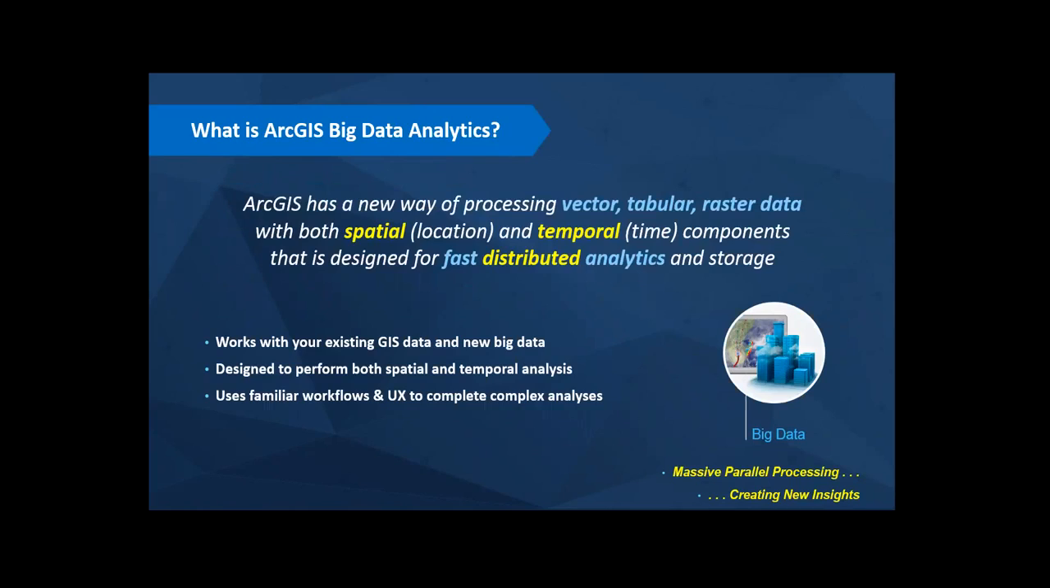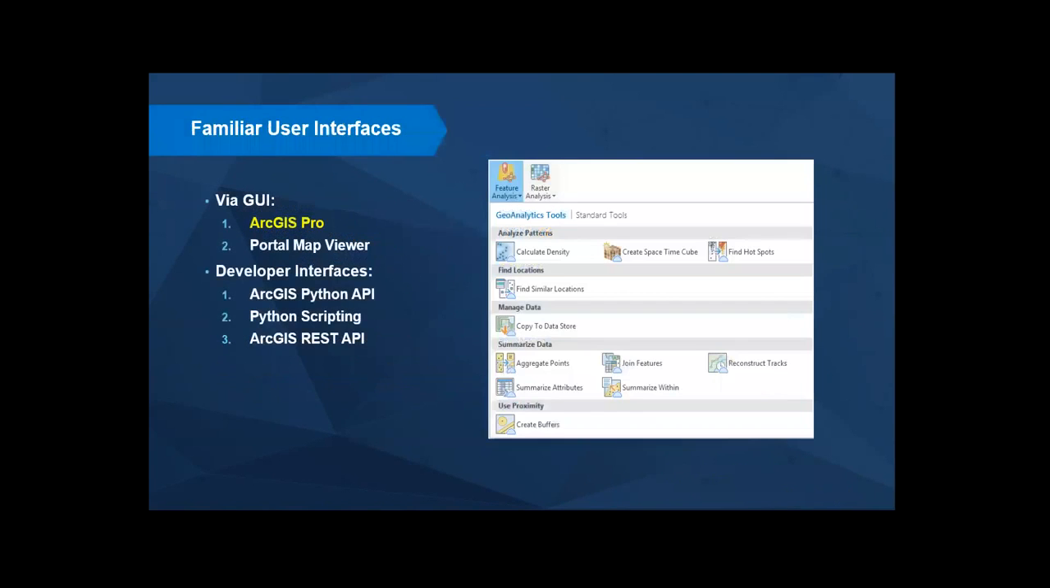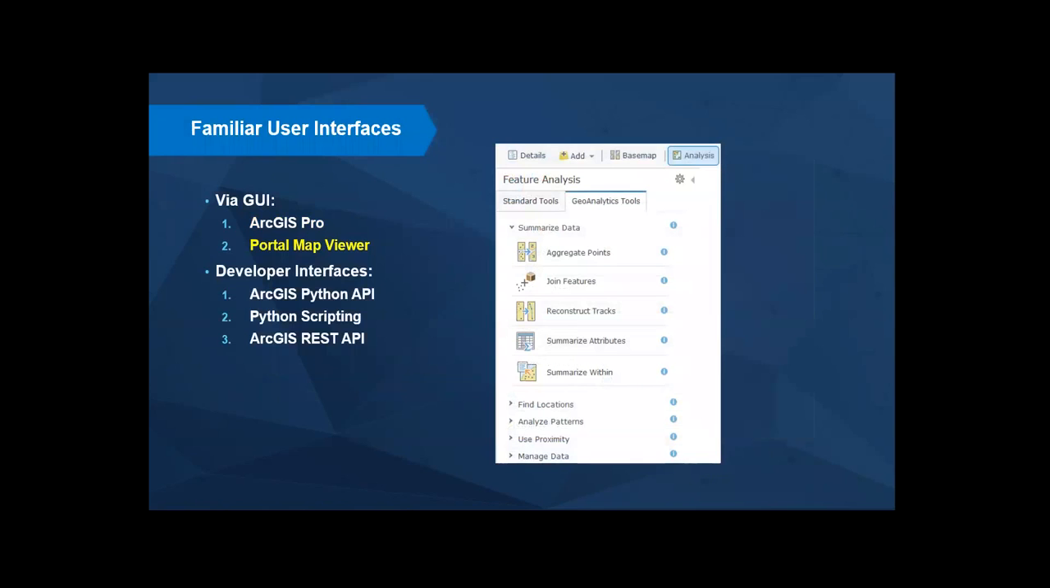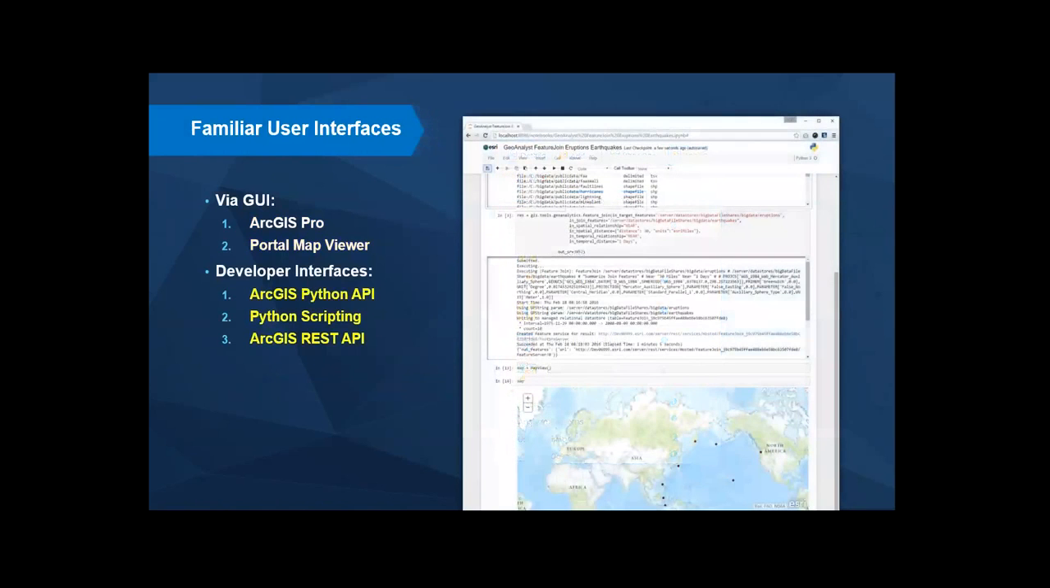ArcGIS has a new way of processing vector, tabular, raster data with both spatial and temporal components that is designed for fast distributed analytics and storage. And it is delivered as tools in ArcGIS GeoAnalytics Server and ArcGIS Pro. The workflows are similar to what you would use in spatial analysis, and user experience is available in familiar user interfaces like ArcGIS Pro or the portal map viewer. And for the developers out there, through developer interfaces using Python, either through ArcGIS Pro or Python notebooks.